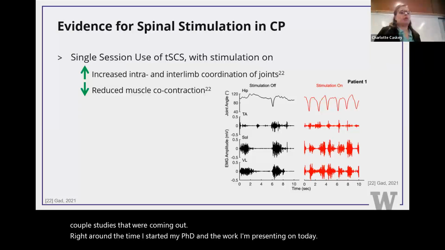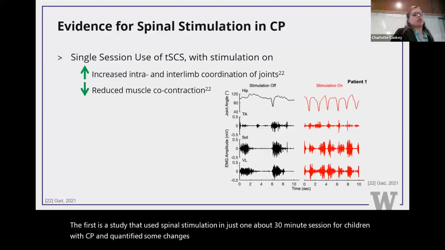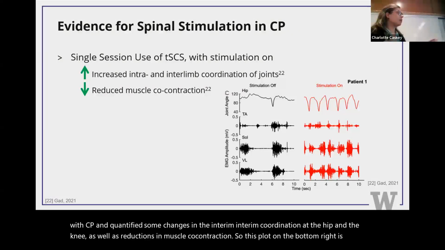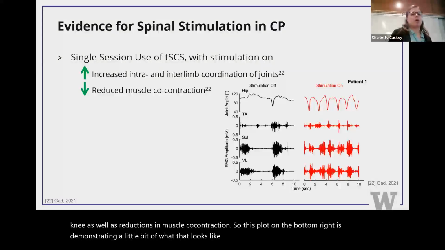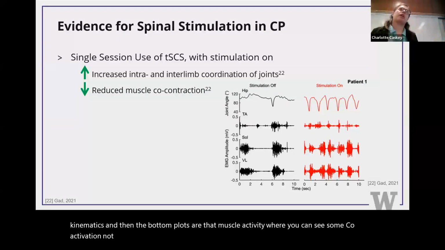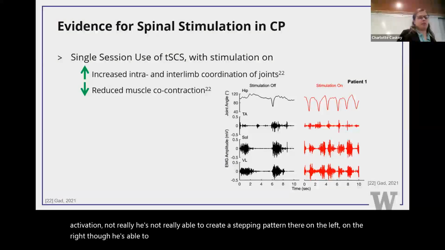The first is a study that used spinal stimulation in just one, about 30-minute session for children with CP and quantified some changes in the inter- and intralimb coordination at the hip and the knee, as well as reductions in muscle co-contraction. So this plot on the bottom right is demonstrating a little bit of what that looks like. The top column are hip kinematics, and the bottom plots are that muscle activity, where you can see some co-activation. He's not really able to create a stepping pattern there on the left. On the right, though, he's able to generate a stepping pattern with the stimulation.